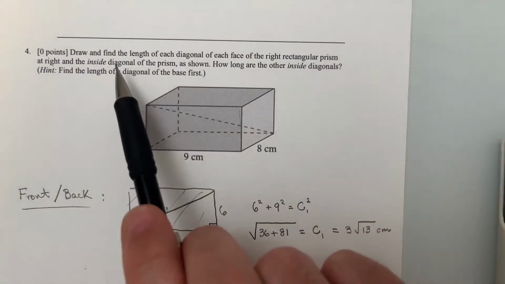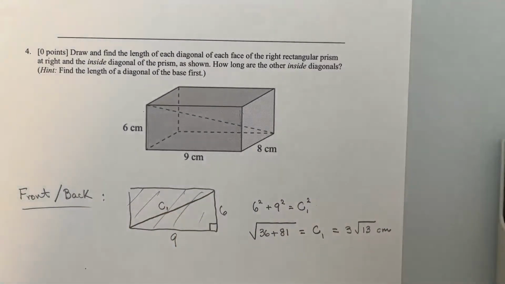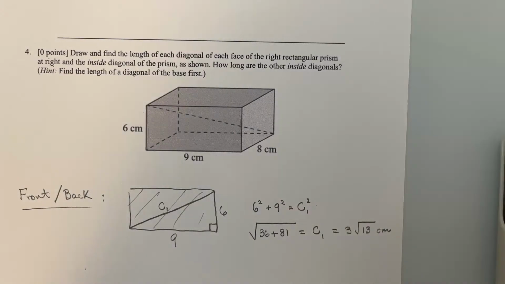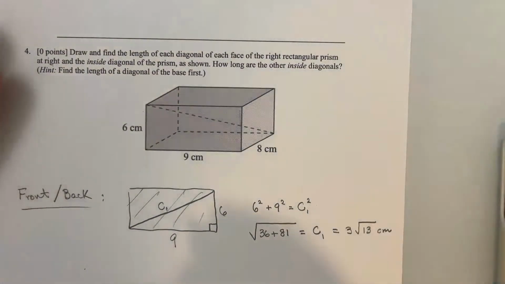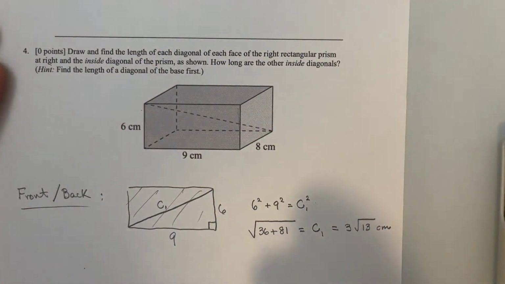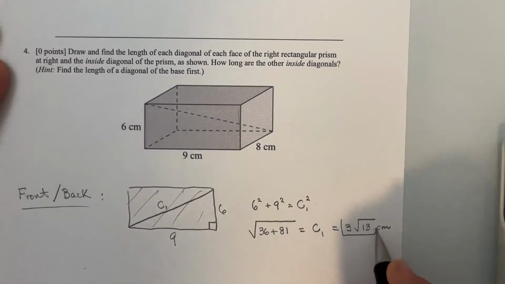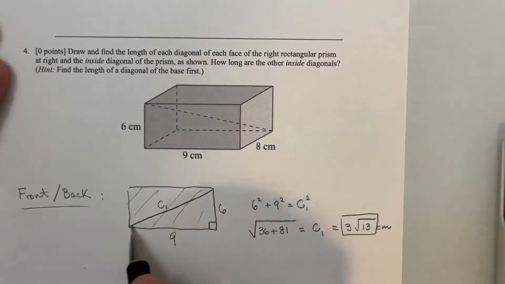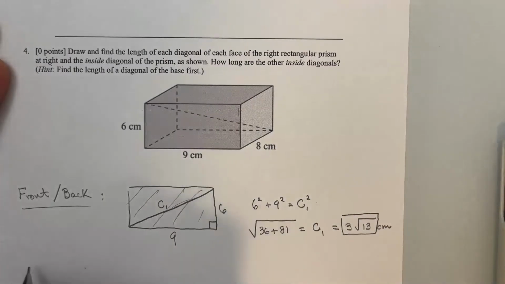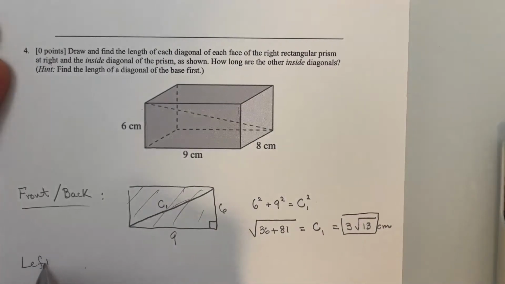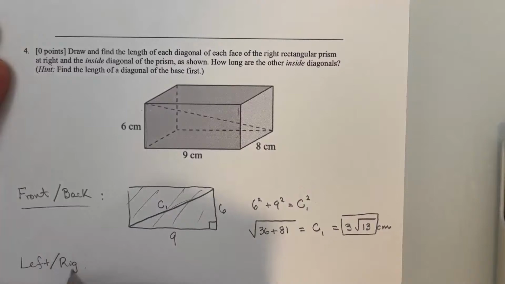So that's the first one. Draw and find the length of each diagonal, each face of the right rectangular prism. So that's front and back. That's the length of this diagonal. And then let's say left slash right.